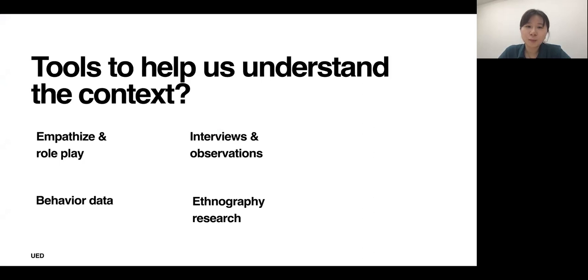So I also thought about how those could be more helpful as tools that could help us understand the context. Very commonly we use empathy and empathize with our customers and try to understand their mental model. Sometimes we role play: I am the person trying to get this, I have limited income and I want to get this fridge, how would I do it? And then we can also do interviews and observations in the local market.